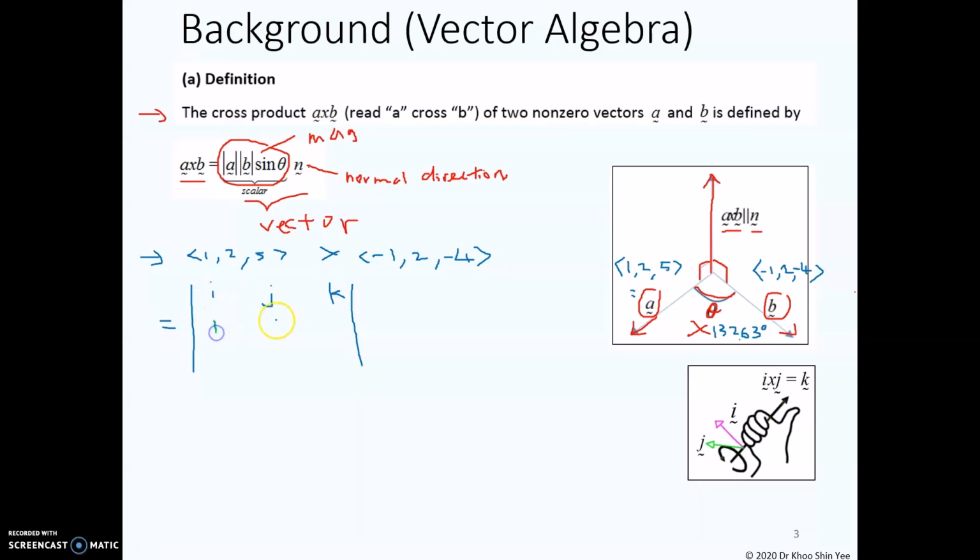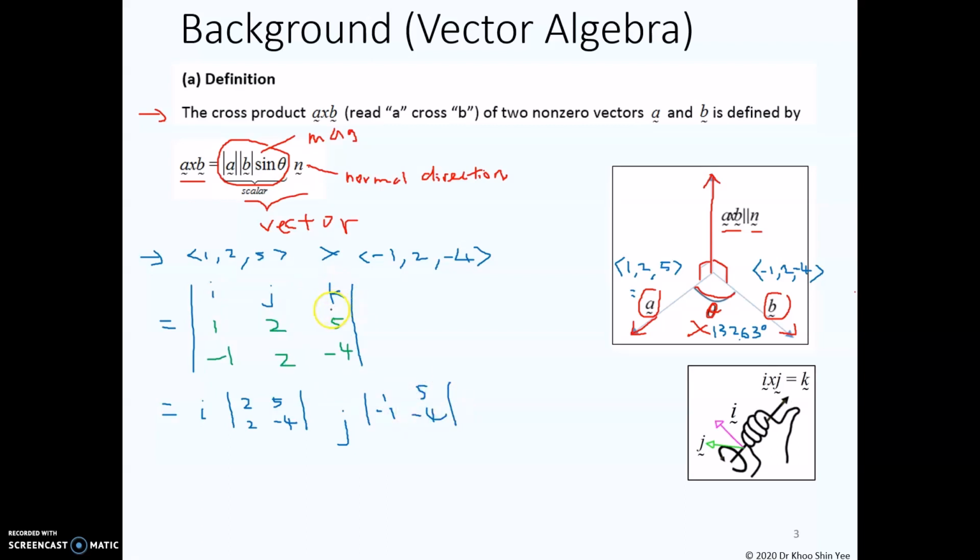Take the vector A 1, 2, 5 cross with vector B negative 1, 2 and negative 4. First of all, take the I vector here and then take the determinant for this number. Continue with the second element J, and then you need to cross the corresponding row and column and take the determinant for the remaining number. So you have 1, negative 1, 5 and negative 4.